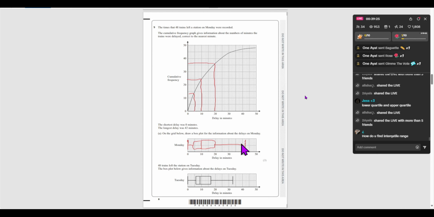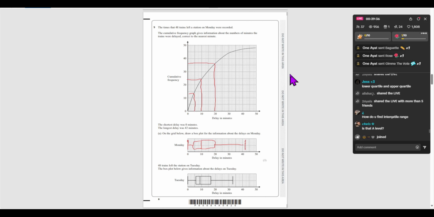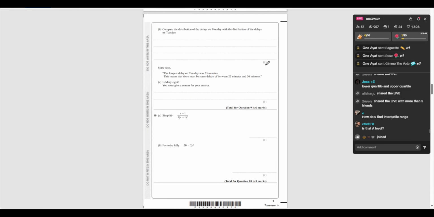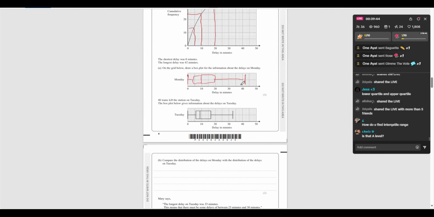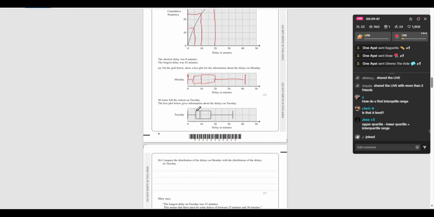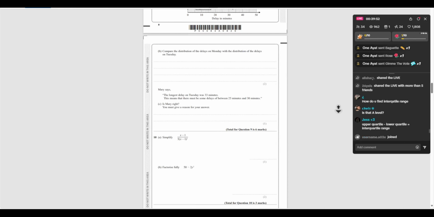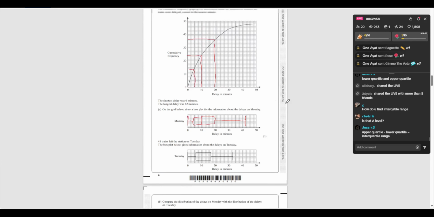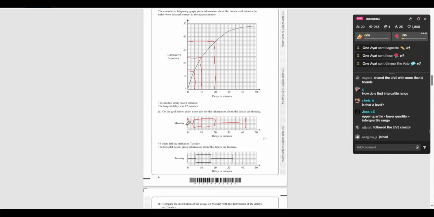Now, 48 trains left the station on Tuesday. The box plot below gives information about the total delays on Tuesday. Now, if I go down here, compare the distribution of delays on Monday with the distribution of the delays on Tuesday. If you compare this, you can see that the median delay was greater on Monday, as you can see, because it's a bit back.